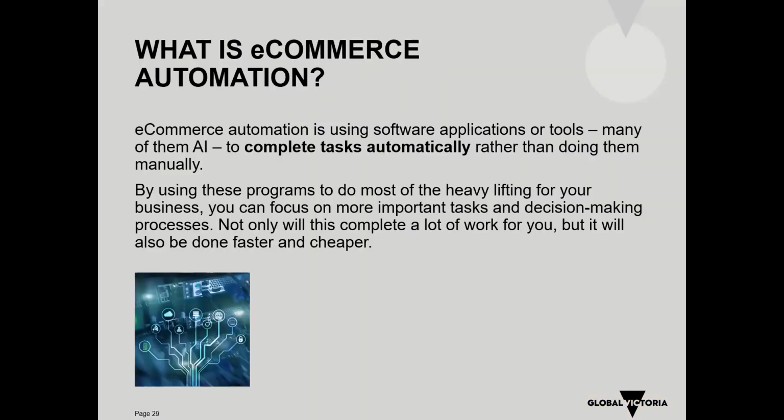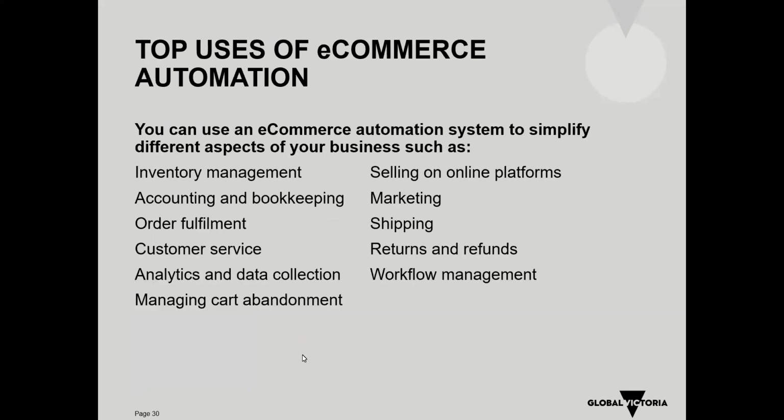Now, artificial intelligence is the cornerstone of automation. And e-commerce automation is all about using applications or tools, and many of them are AI-based, to complete tasks automatically rather than doing them manually. By using technology to do most of the heavy lifting, you can focus on the more important tasks, and that means you can also make decisions because you will have more time. You'll complete a lot of the work, and it will be done faster and cheaper than you or any other human being can do it.